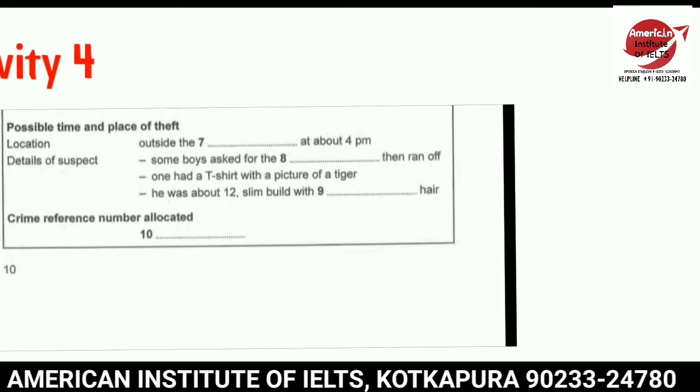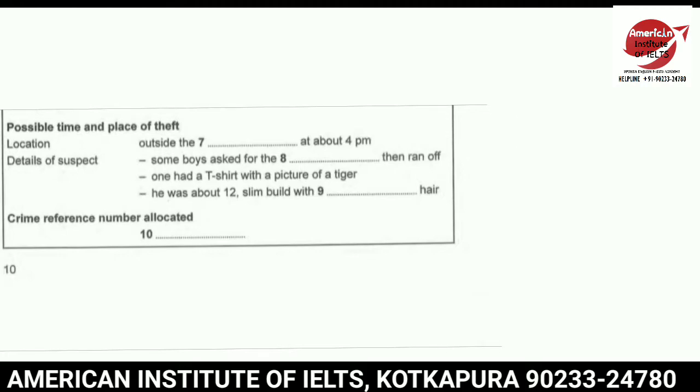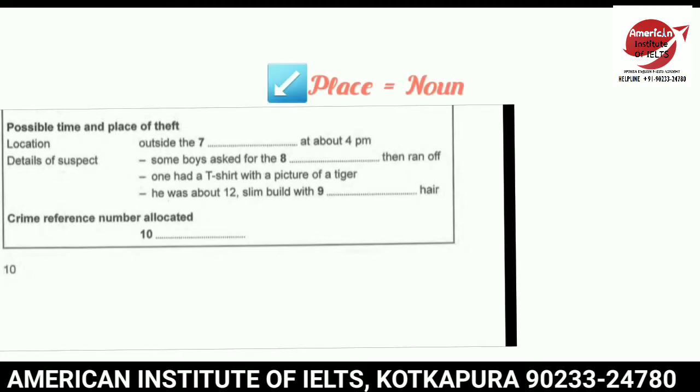Okay, lastly, the final activity is the video and it is in front of you. Now, as you can see, possible time and place of theft. Now, you should understand, students, that in this case, something is missing and this person who has lost his or her item is reporting about the item to, I think, a police officer. So now, be careful. Location outside the means you need to fill in a place here. Okay, outside the. So again, it will be a noun, it will be a place.